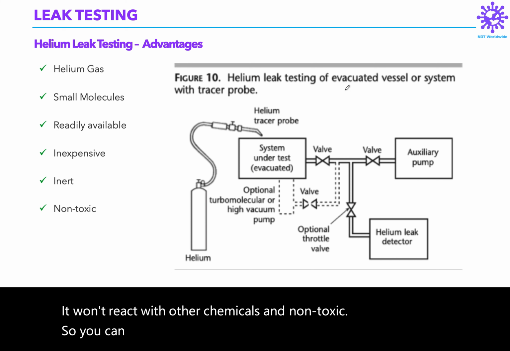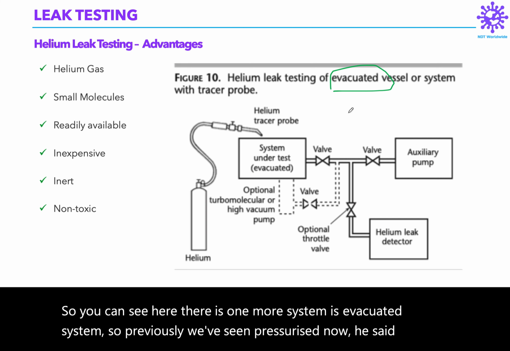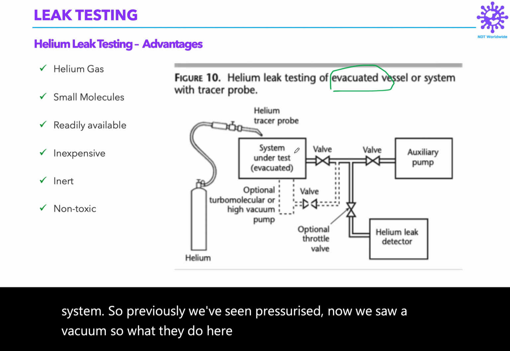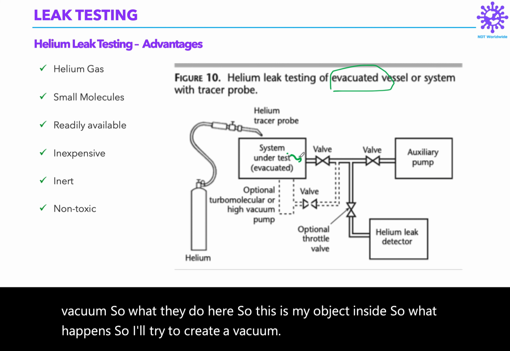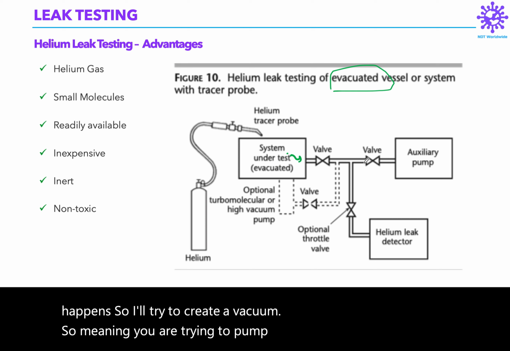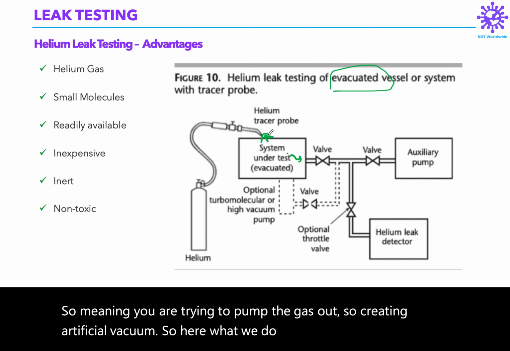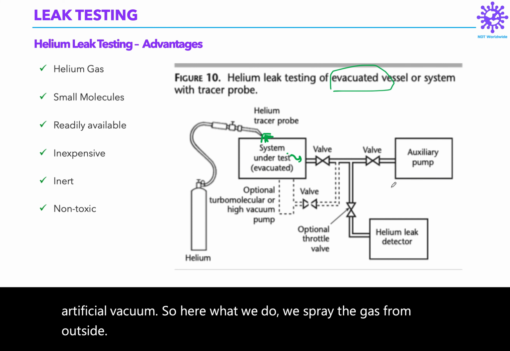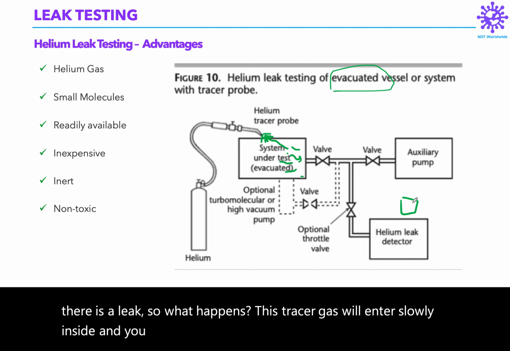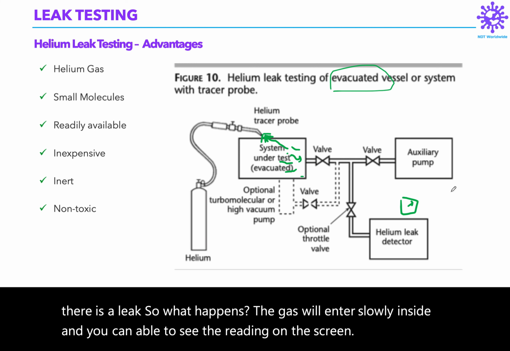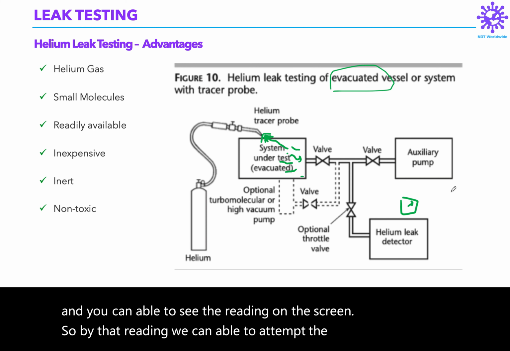So you can see here there is one more system, an evacuated system. Previously we saw pressurized, now it is a vacuum. This is my object inside, and I try to create a vacuum, meaning you pump the gases out, creating an artificial vacuum. Here, we spray the gas from outside. If there is no leak, then you won't see any reading. But if there is a leak, the tracer gas will slowly enter inside and you can see the reading on the screen.